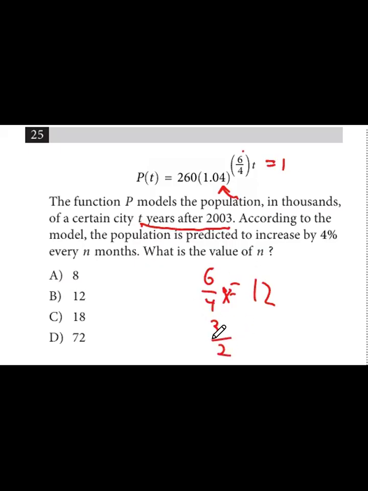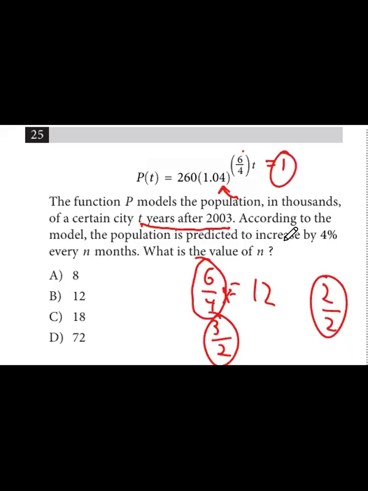And then we know that we need to get this 6 over 4 or 3 over 2 into 2 over 2, because 2 over 2 is equal to 1, right? And we need to scale this down into 1. So we need to just scale this 12 into this 2 over 2. So this is 6 over 4, or this is 3 over 2.